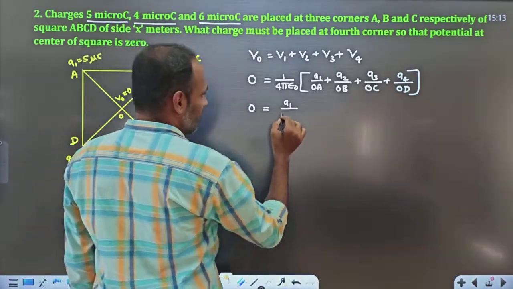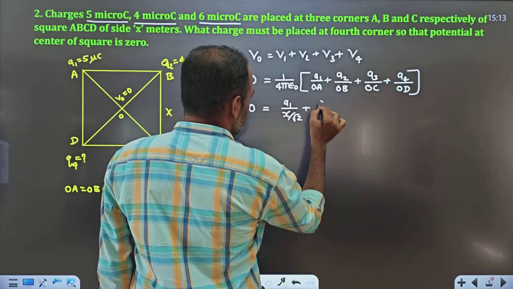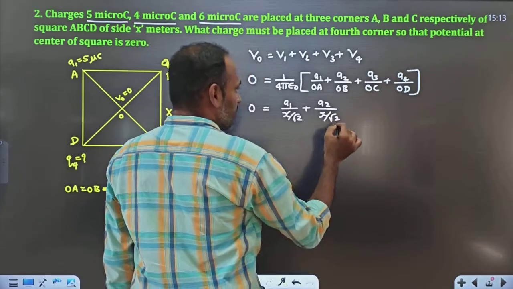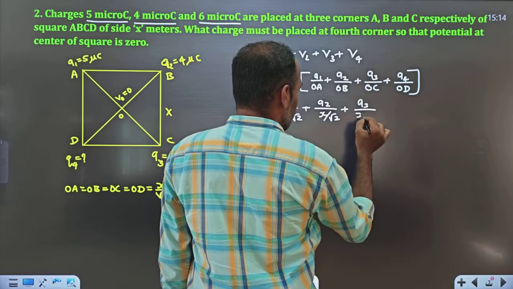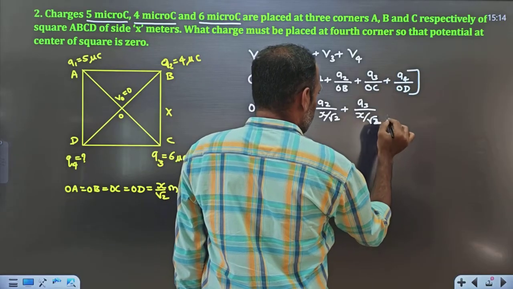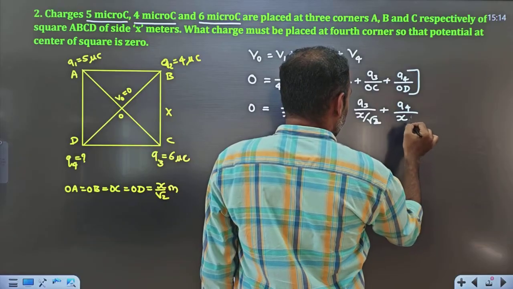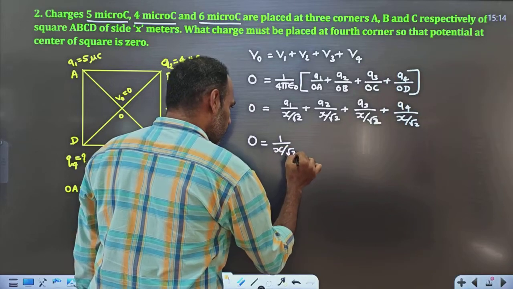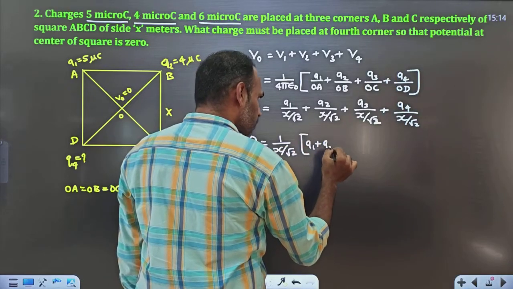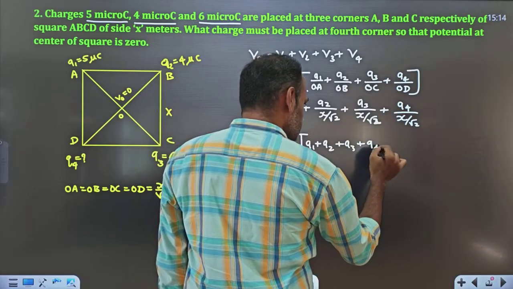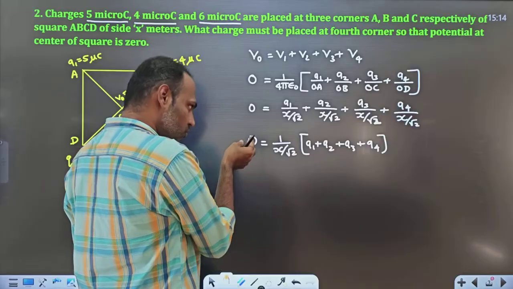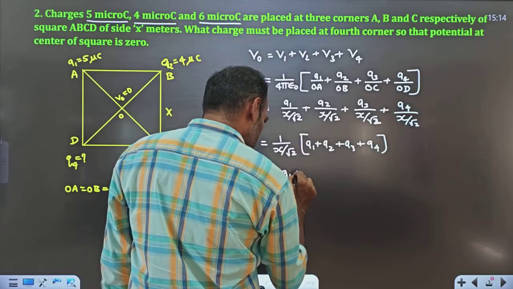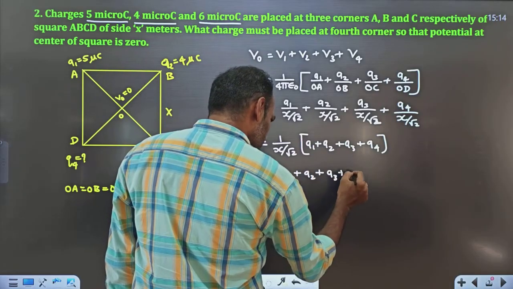All of these distances are x by root 2. So this is q1 divided by x by root 2, plus q2 divided by x by root 2, plus q3 divided by x by root 2, plus q4 divided by x by root 2. Here I will take 1 by x by root 2 common. In the bracket I will get q1 plus q2 plus q3 plus q4. If I take this 1 by x root 2 to the other side, it will get multiplied with 0 and become 0 again. So 0 is equal to q1 plus q2 plus q3 plus q4.